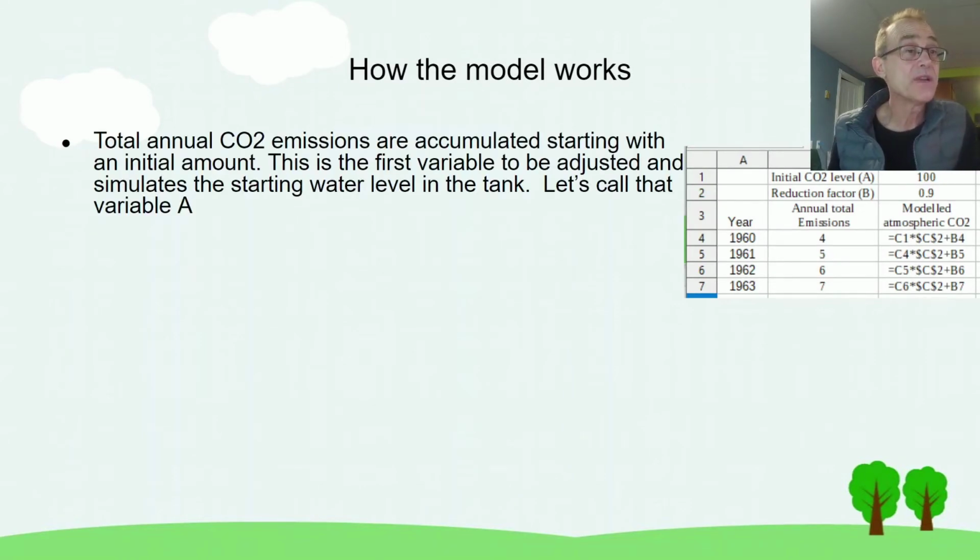Here's how the model works that I made. Total annual carbon dioxide emissions are accumulated starting with an initial amount. This is the first variable to be adjusted and simulates the starting water level in the tank. Let's call that variable A.